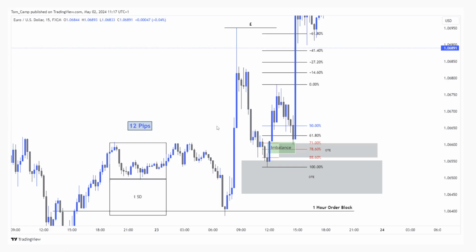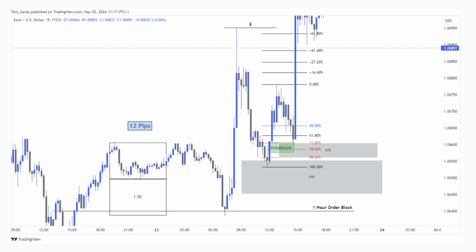If we just go to the smaller time frame again, just to get a more precise entry, we measure the entirety of this range, and it's created just a fair value gap. It's not created a balanced price range like we have on the 1 hour, but on the 15-minute, this is the change in state of delivery.